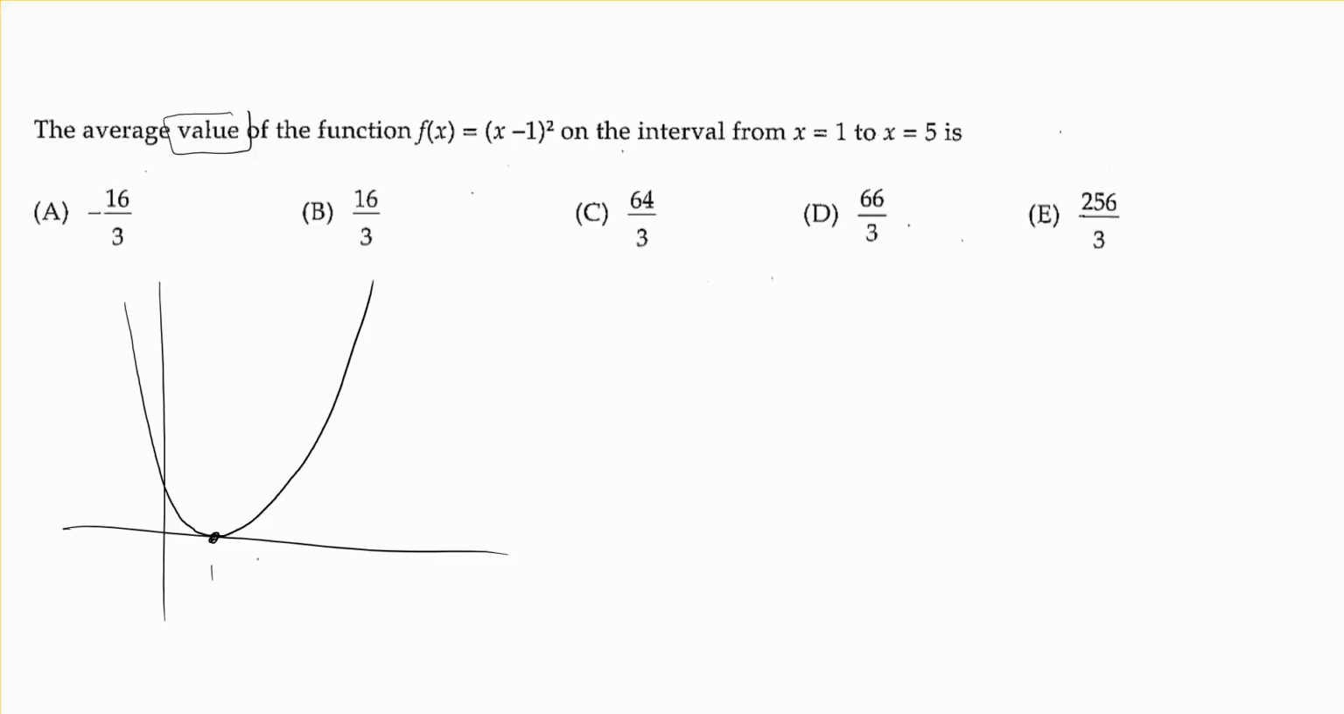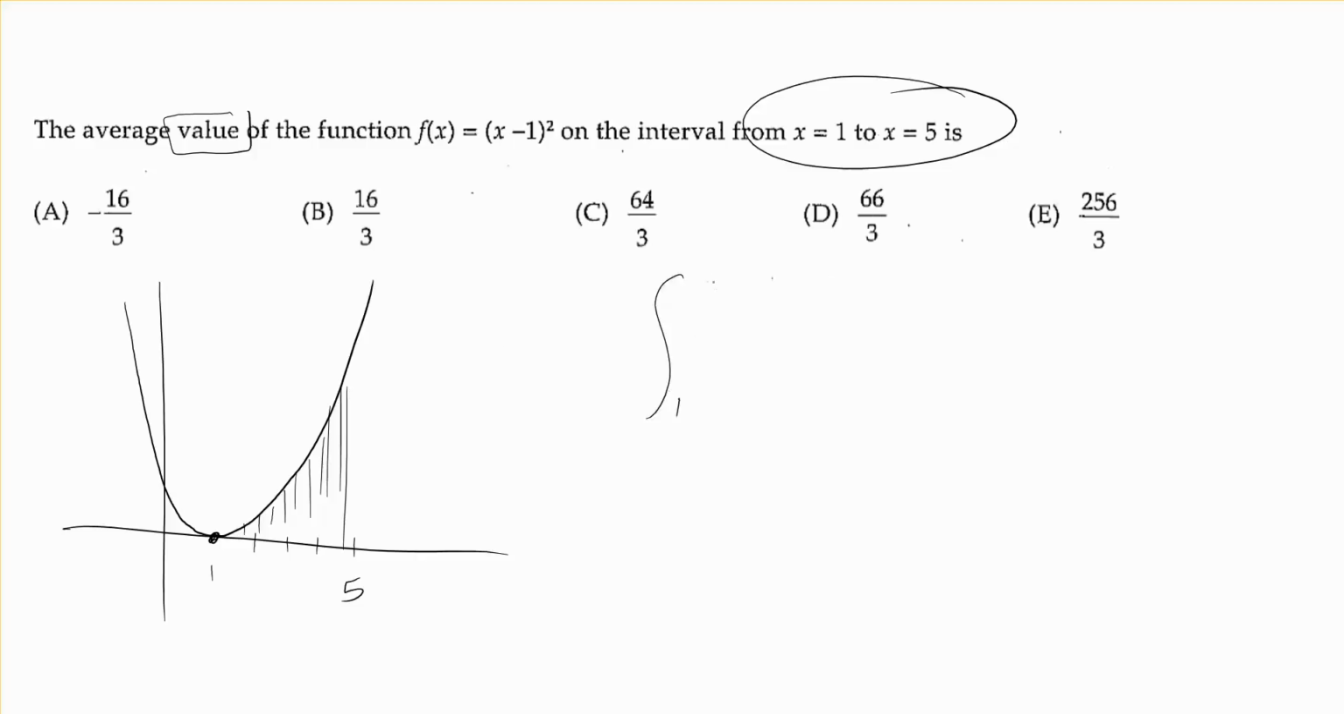And we're going from 1 to 5. So these are the values. All those y values are the values. Now, what would you say the average value would be? Well, we could add up all the values and divide by how many. So let's do that. How do we add up all the values?